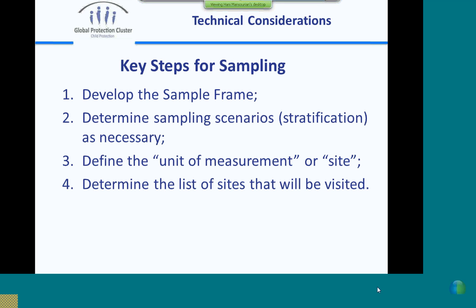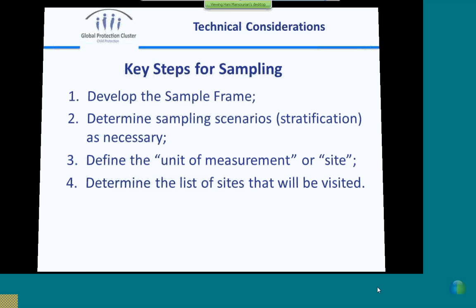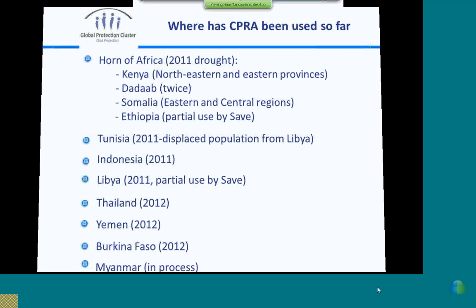But in a rural setting, you may pick villages as your site. In an urban community, you may pick neighborhoods as your site. So the units of measurement within the same assessment, the definition of it might be different in different scenarios. And then you determine the list of the sites that you will be visiting.